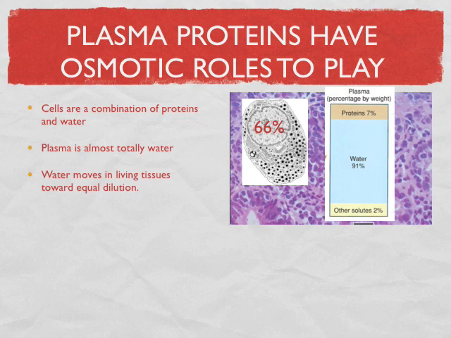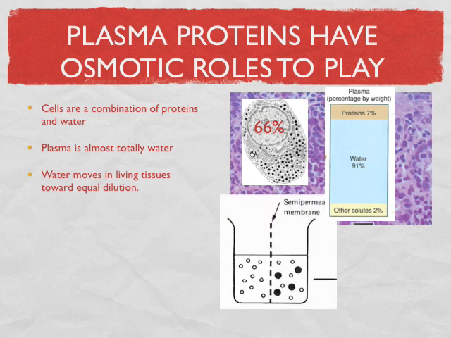Water is going to move towards dilution. So if you looked at these two numbers and water was going to move but the proteins weren't, water would move from where it's highly concentrated at 91% toward where it's more dilute at 66%.